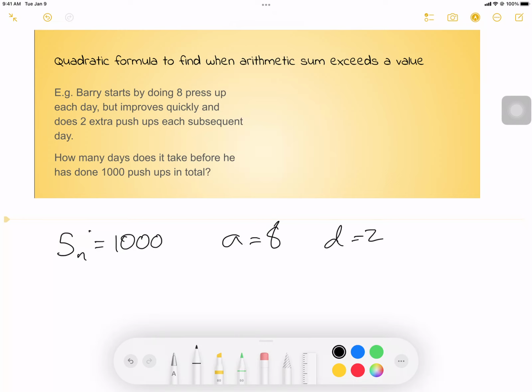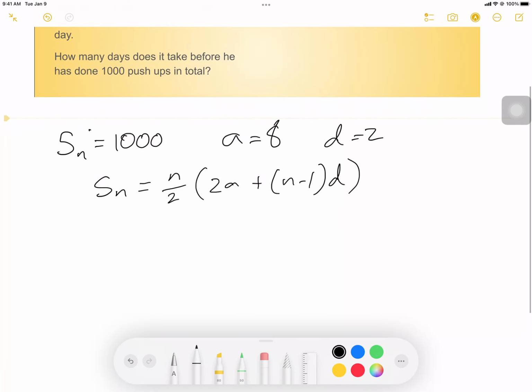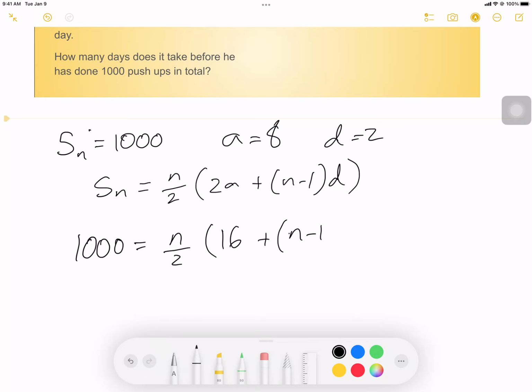So if we substitute that into the sum formula, now what is the sum formula again? It's Sn equals n over 2 times (2a plus (n minus 1)d). Now remember, this will be given to you in an exam. You've got 1,000 equal to n, we don't know what that is, divided by 2, times 2a, I'm going to write 16 straight away there. And we've still got n minus 1, and remember, that's times 2.